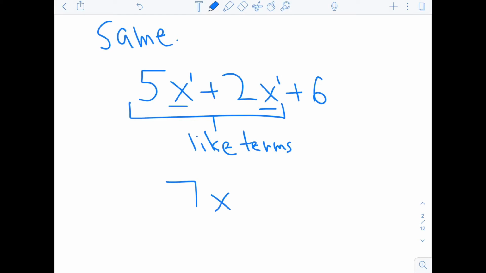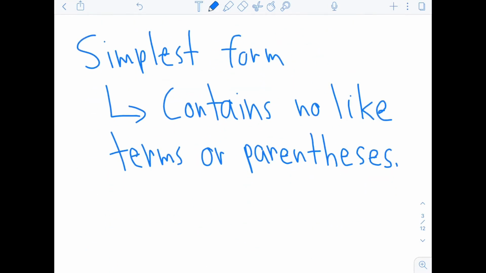But the 6 and the 2x, or the 6 and the 5x, are unlike terms because you can't put them together. This doesn't have an x here. They don't have the same variable. So this would just equal 7x plus 6. And an expression in simplest form is when it contains no like terms or parentheses. So when you see like terms, you could put them together, and that's when it's simplified.